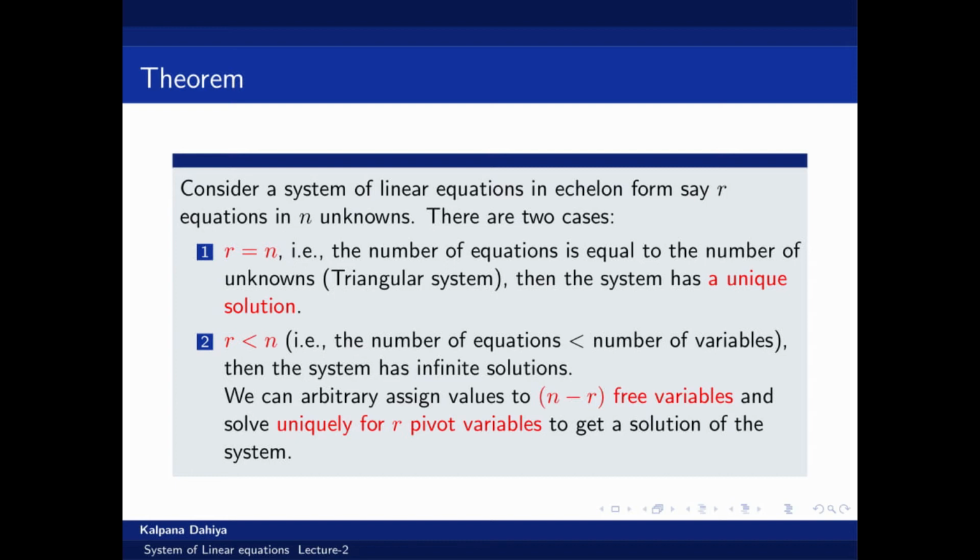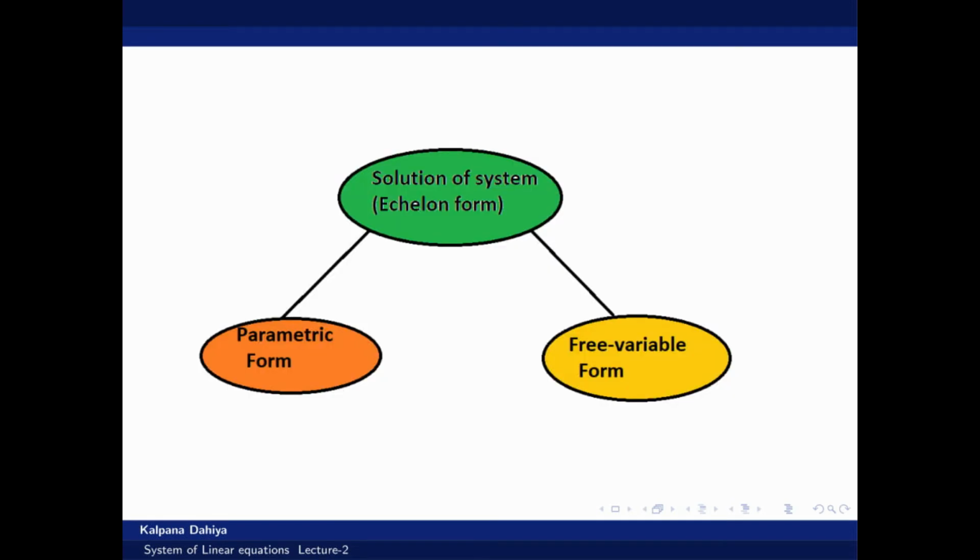Now in this case, how to find the solution? We have R variables as pivot variables and n minus R variables are free variables. So we can assign arbitrary values to these n minus R free variables, and then we solve uniquely for the R pivot variables to get the solution of the system. For the second case, when the system of equations has infinite solutions, we can represent the solution in 2 forms. One is parametric form and the second one is free variable form.